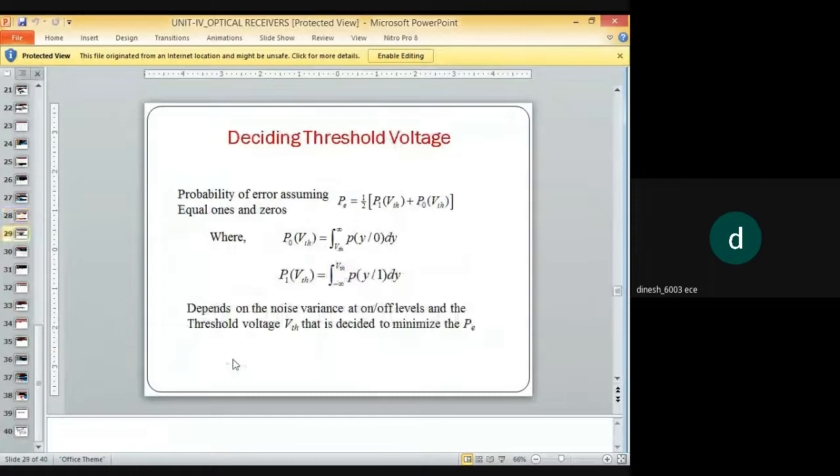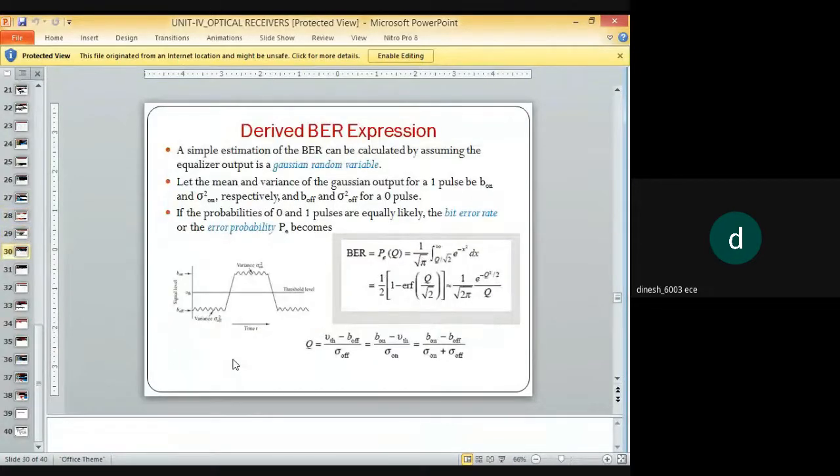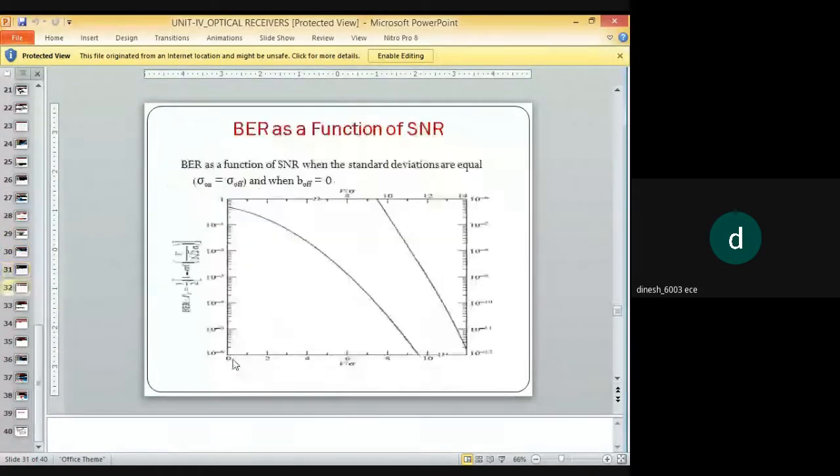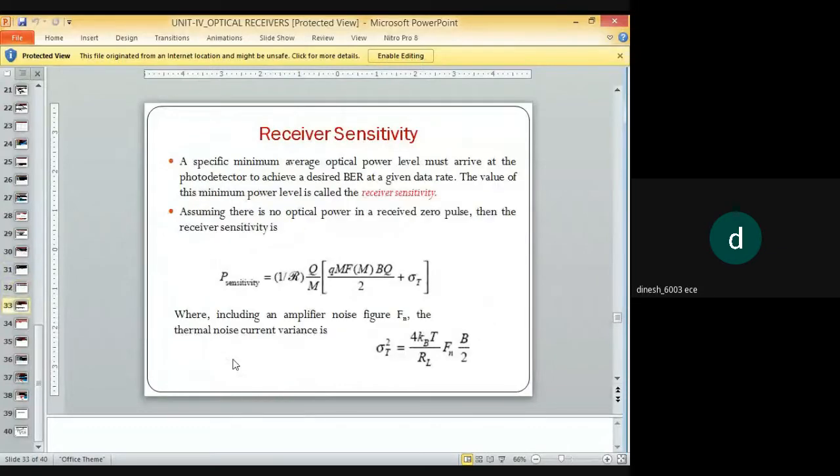The decision threshold voltage, the BER expression, and the probability of error calculation, which we have just seen, are all functions of signal to noise ratio. This is the receiver sensitivity.